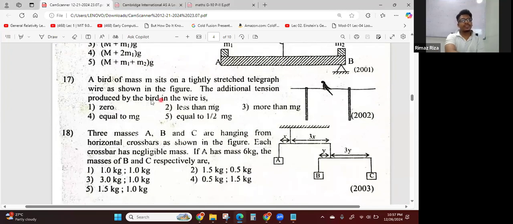Okay, so here is a similar type of question. A bird of mass M sits on a tightly stretched telegraph wire as shown in the figure. The additional tension produced by the bird in the wire is. What is the answer?